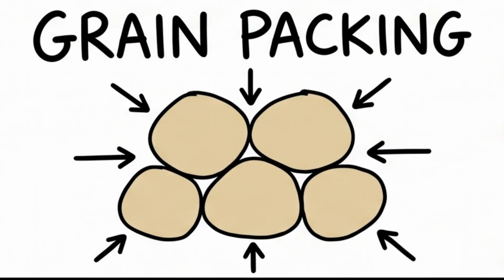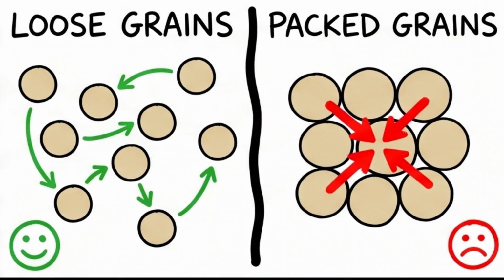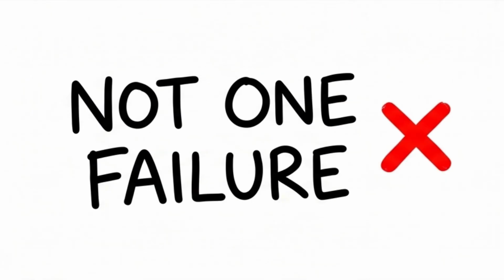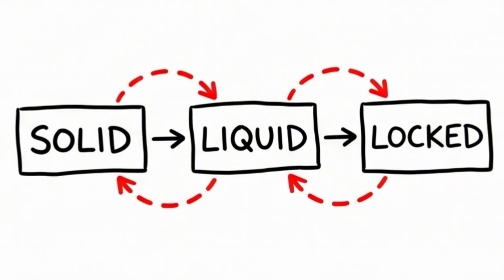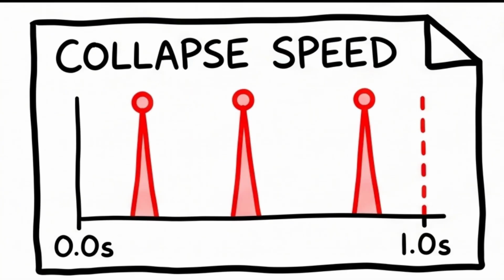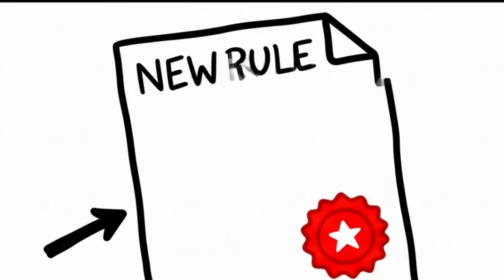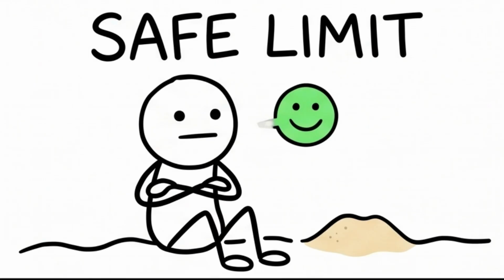Then the grains pack, and packed grains cannot move without room to expand. And there is no room. It is not one failure. It is a material changing state 3 times in under a second. My beach holiday has a new rule now. It is a very boring rule, and I am keeping it.